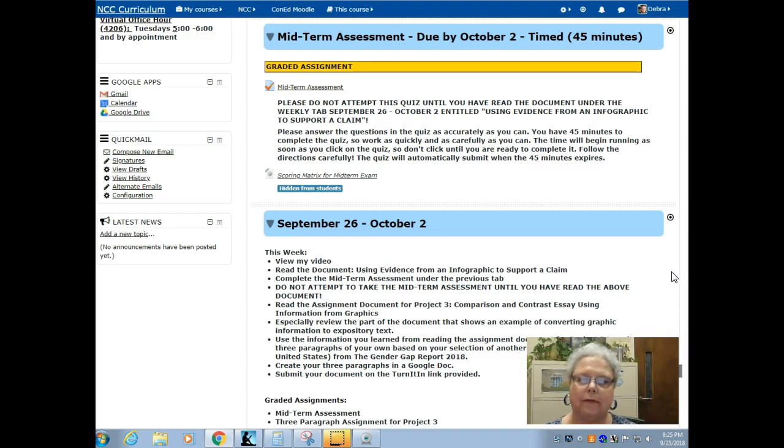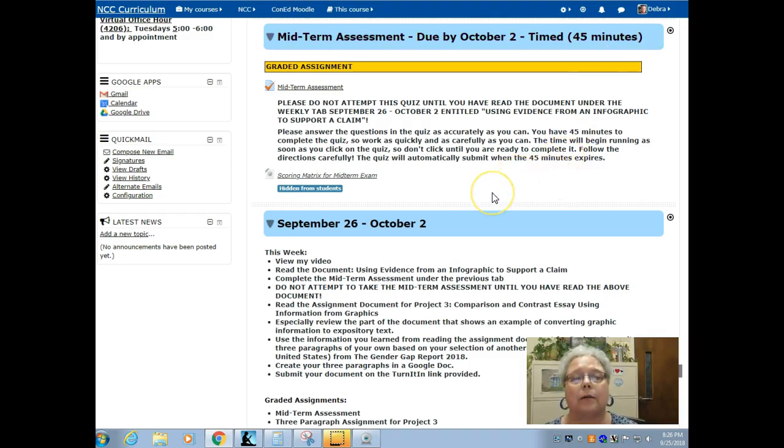This week we have two tabs. One is for the midterm assessment up here. It's due by October the 2nd. It is a timed quiz. Be aware of this. It is a timed quiz. You only have 45 minutes to complete it.